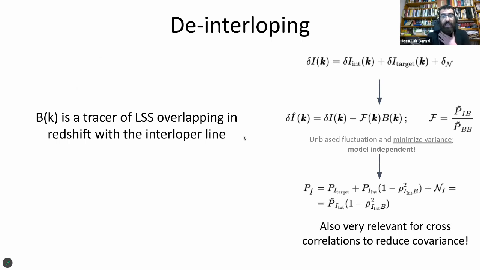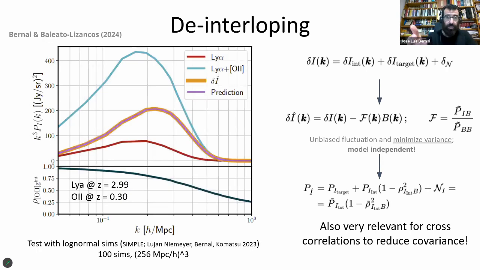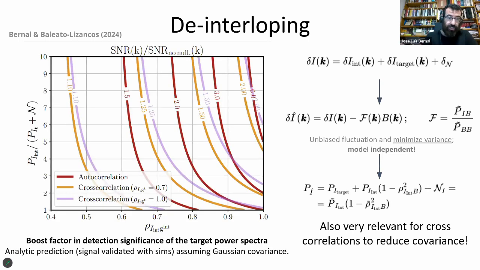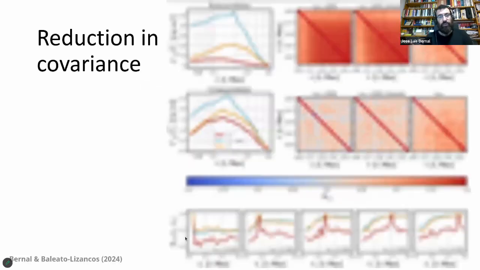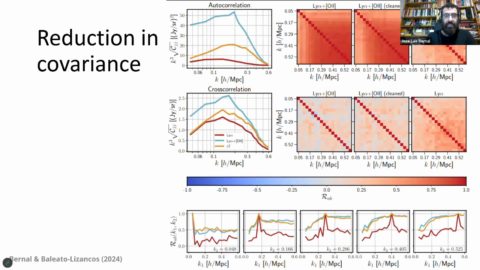This would be model independent, and we can predict very well, and we have validated this with simulations, what would be the signal of that final map. That could be basically the one of the target minus the one of the interloper. As we increase the correlation between that large scale structure and the interloper fluctuations, we would be able to almost completely remove that contamination. As I said, we checked that with simulations, and we also saw that we would be able to boost the signal to noise of our target line quite a lot, up to a factor of 6 for the autocorrelation, if we have good cross correlation coefficients between the galaxies and the target line. And of course, this would also reduce the covariance for our observations.